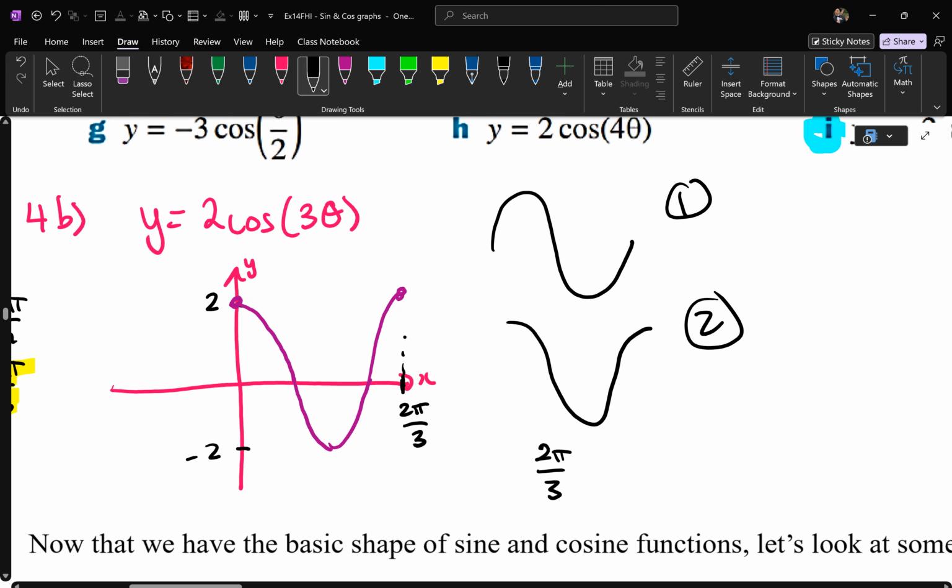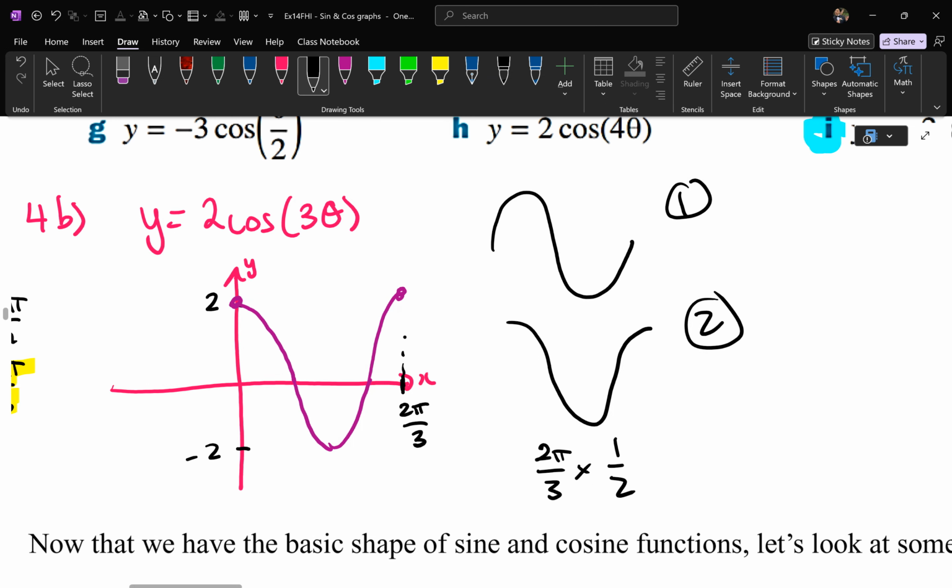2 pi on 3 times by half. What does that give you? 2 pi on 6 can be reduced. So multiplying fractions, 2 pi times 1, 2 pi. 3 times 2, 6. But 2 pi on 6 gives you pi over 3. There we go. This is what I mean.